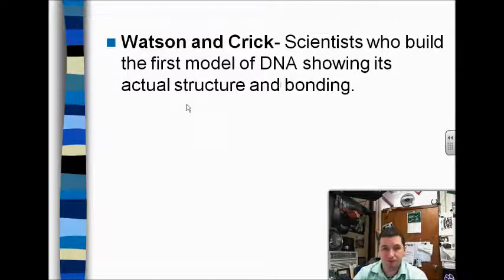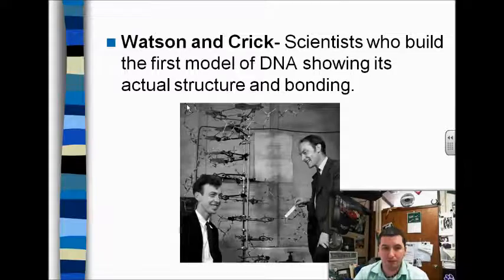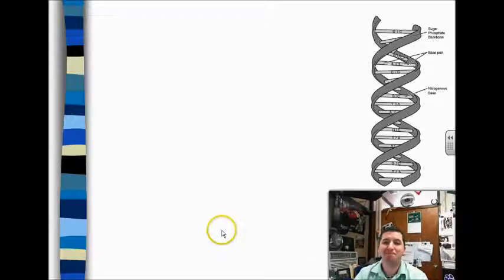Very uplifting, I realize. Now, Watson and Crick are kind of like two goofballs who know a lot of stuff, a lot more than people give them credit for. These are the scientists who built the first model of DNA, showing its actual structure and bonding. All right, and here are these two young chaps with their crazy metal model of DNA, because back in the time period, you built it all out of metal or cardboard.